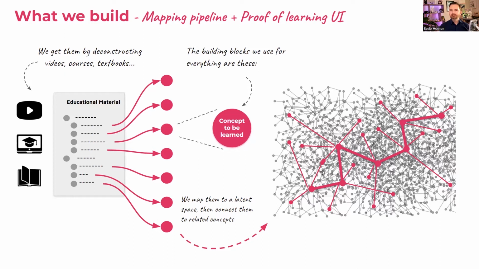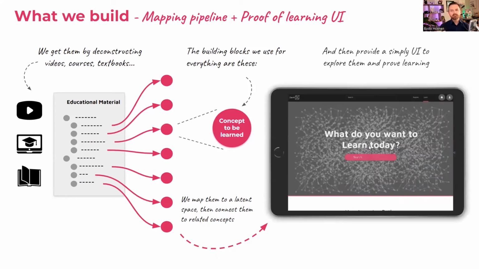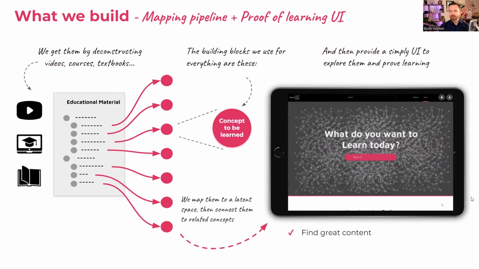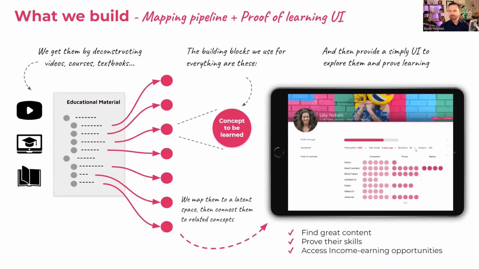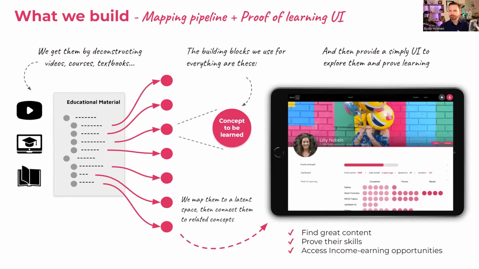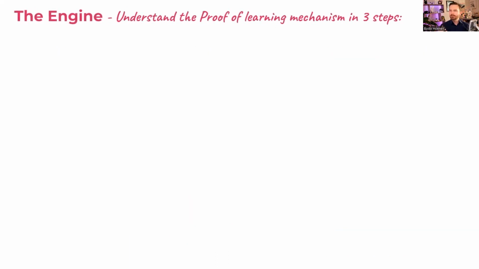This allows a learner to search for what they want to learn and then find recommended pathways to that learning destination. This, we are then loading onto a very simple UI. Think of a map where you can search for what you want to learn, prove your skills while learning that content, and then access income earning opportunities with that proof of learning. So now let's go into the detail. Let me describe the engine.